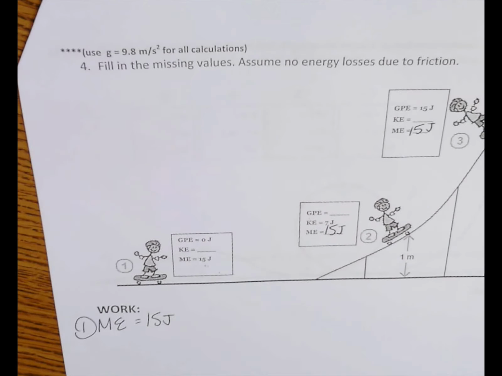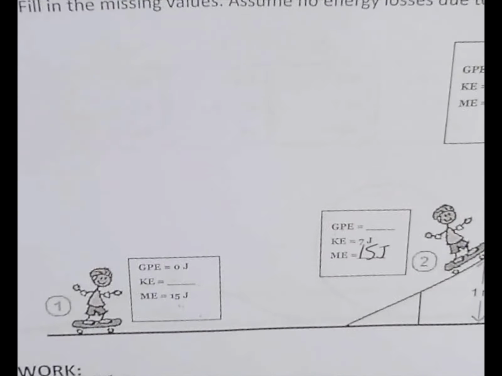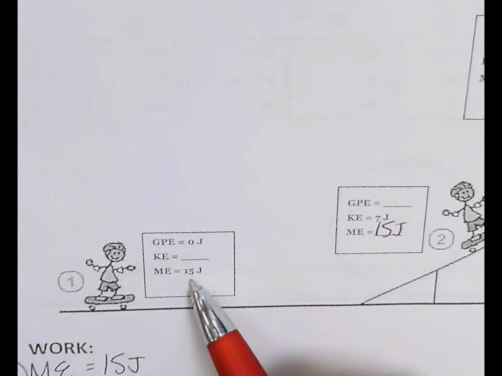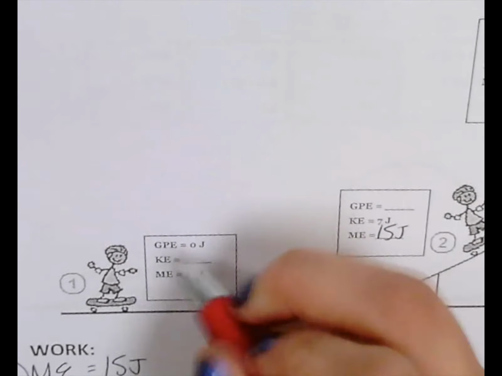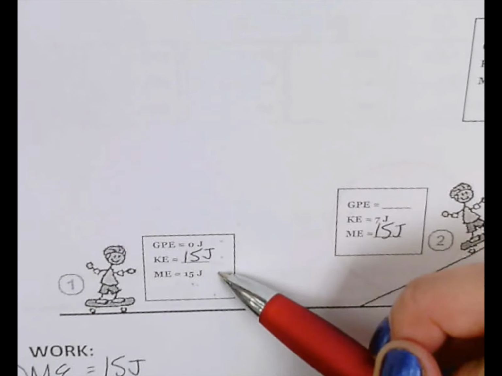Now, what you find here, though, is because there's a mechanical energy of 15 joules, I'm going to zoom in here for you. Because there's a mechanical energy of 15 joules and there's a potential energy of 0 joules, it means that the kinetic energy is going to be really high. So the kinetic energy then will be 15 joules because this plus this equals this, okay?